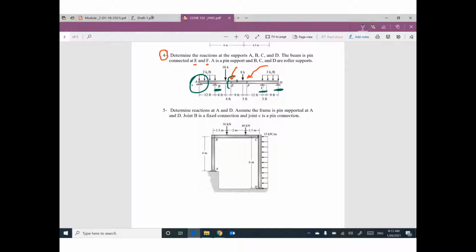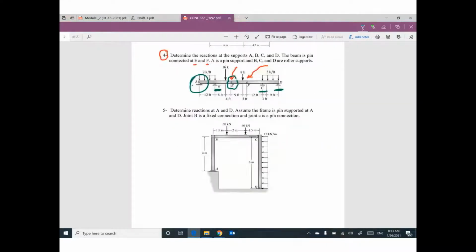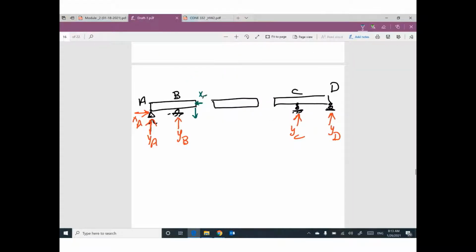At this connection, E, we will have 2 forces, 1 horizontal and 1 vertical. The horizontal one will be called XE, the vertical one YE. Make sure the same reactions YE and XE will be on the other side but in opposite direction. Connection E looks like this. Connection E, it's pin connection.